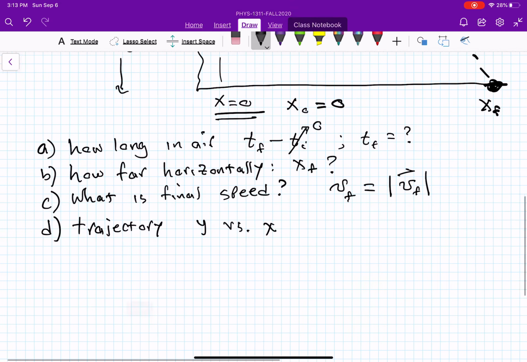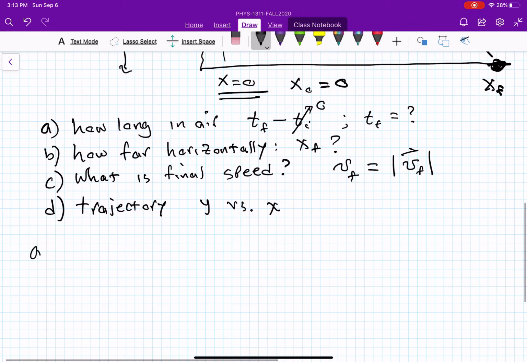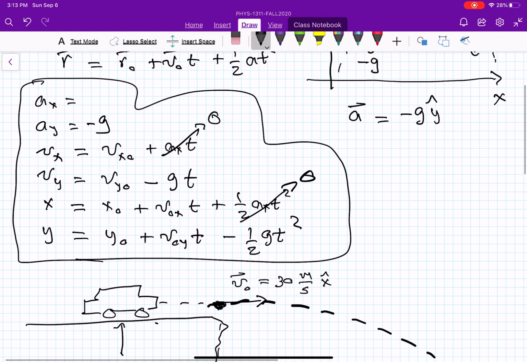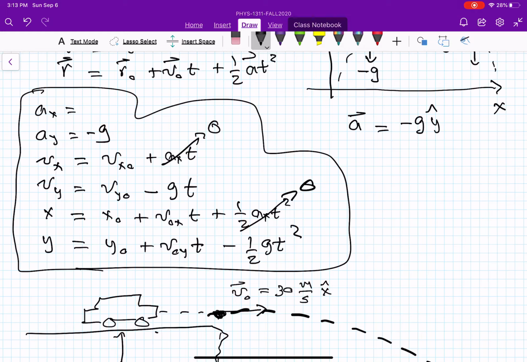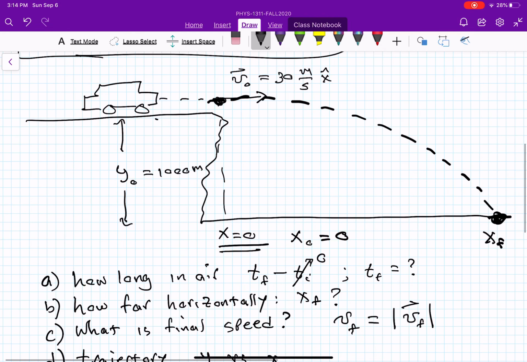So part A, okay, how long are they in the air? So which of these kinematic formulas do you think we should use in order to determine how long Thelma and Louise are in the air? So pause the video for a moment and take a minute to figure that out. Okay, so you've thought about it for a little bit, and hopefully you arrived at the conclusion that this y of t equation is really the one to use. And so let's figure out how to use it.